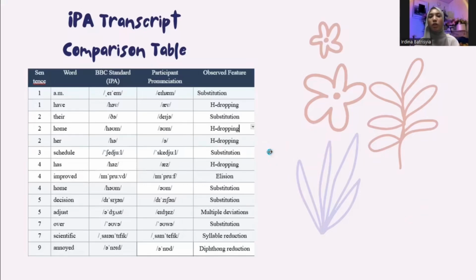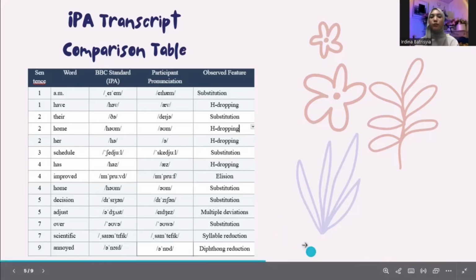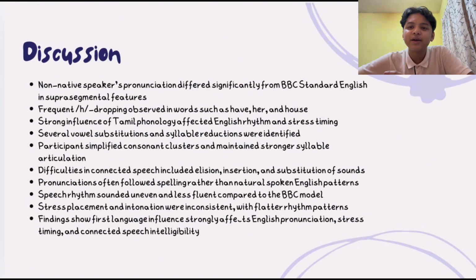Most of the observed features, we find that she would drop H in a word, which is she will pronounce have as F, home as om, and her as er. And then we have substitution, and also multiple deviations and syllable reduction, and also diphthong reduction. So that is all for my part. Thank you. Okay, so hello everyone.